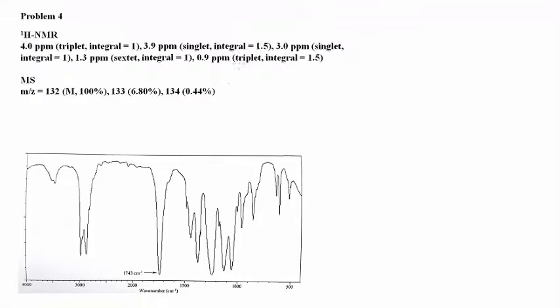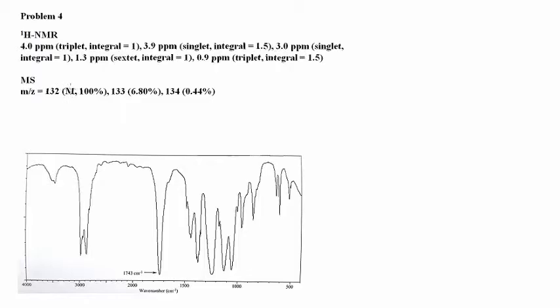Okay, problem number 4 here. So this is the last one that we're going to be going through in this video. So again, to start out, we'll start out with the MS or the mass spec data. So 132, this is our molecular weight.